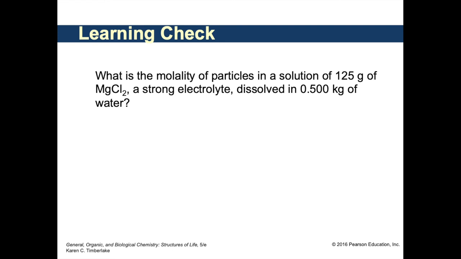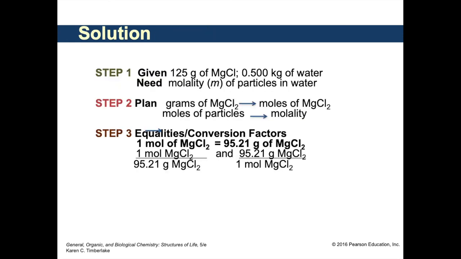Just look up magnesium and chlorine in your periodic table. You've probably figured out by now that the molar mass of magnesium chloride is somewhere in the ballpark of 95 grams per mole. So we would take 125 grams of magnesium chloride, divide by 95.2, you could use 95 grams per mole, or if you want to be more precise, 95.21 grams per mole, and that'll give us moles of magnesium chloride.